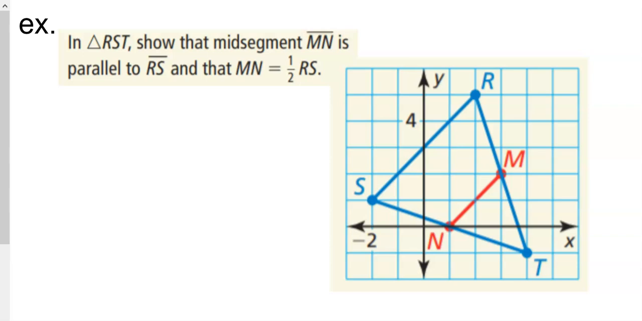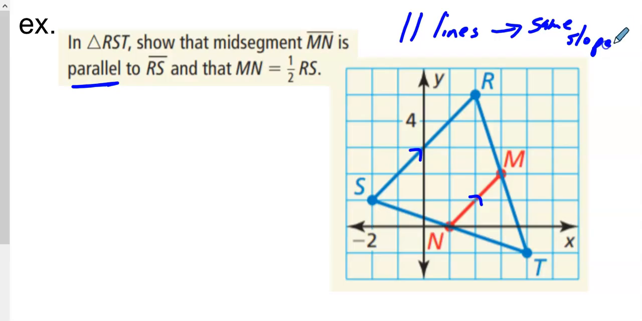Let's go ahead and look at something I would call a coordinate proof. That's really using our algebra, and it's based on a coordinate plane. So we have the blue triangle RST. We want to show that MN is a mid-segment by showing it's parallel to RS, and that MN is half of RS. Let's start with the first portion, showing that it's parallel. In order to prove that it's parallel, we have to find slope.